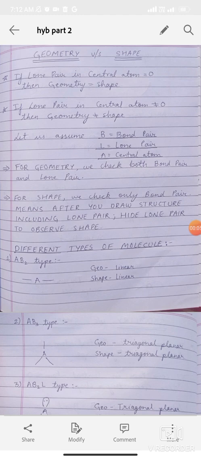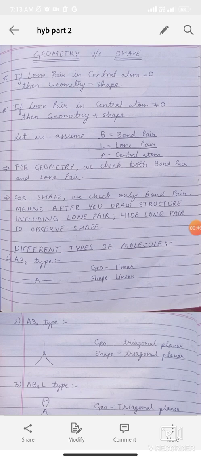Today I am going to discuss geometry versus shape. Geometry and shape, as we discussed in the last video, are not always equal. If the lone pair in the central atom is 0, then the geometry is the shape of the molecule. But if the lone pair in the central atom is not 0, then the geometry is not the shape of the molecule. Here I will be taking some examples.